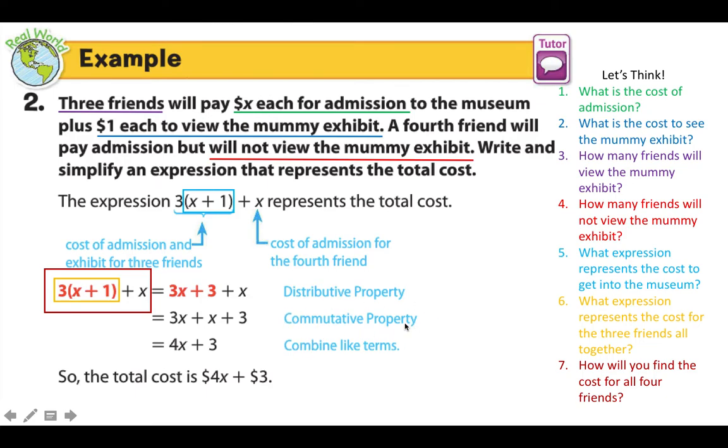The commutative property allows us to take the like terms and put them next to each other. Here before, we had 3x plus 3 plus x, and then we switched these 2 around so the like terms were next to each other. If we combine the like terms, 3x plus 1x, that gives us 4x with that remaining constant hanging on the side. So the total cost for all 4 friends hanging out together is going to be 4x plus 3.